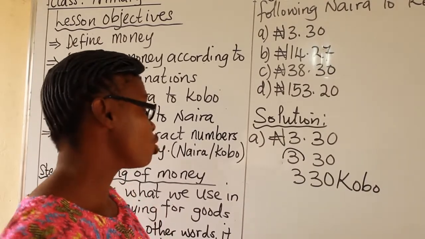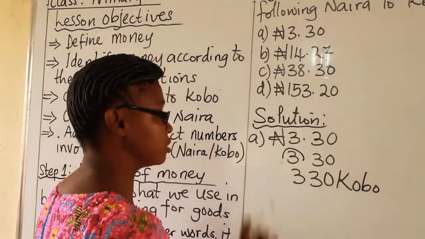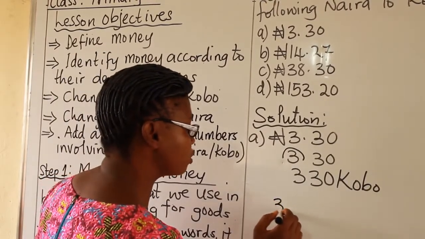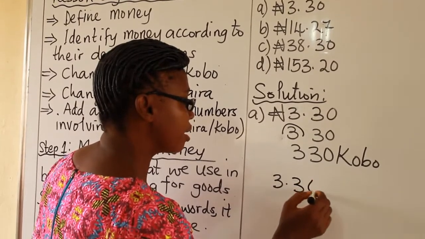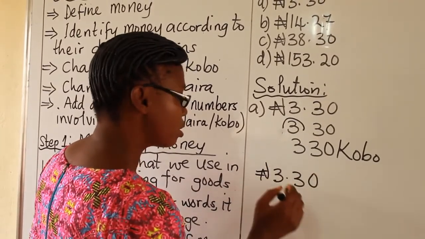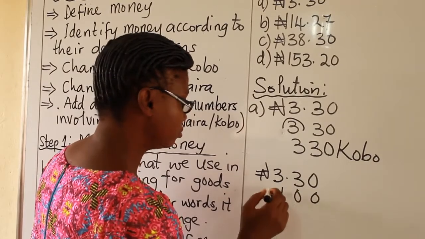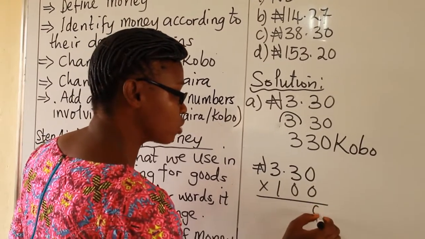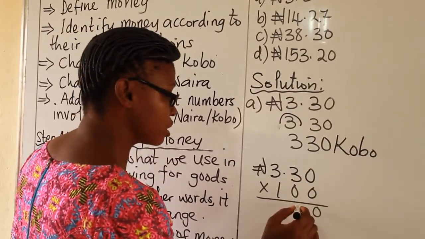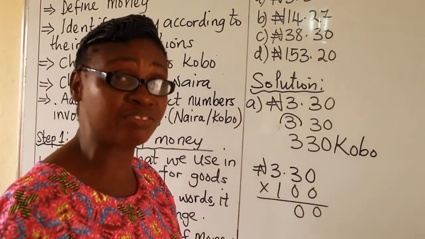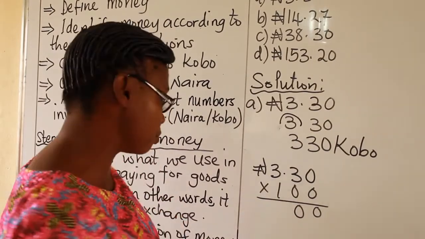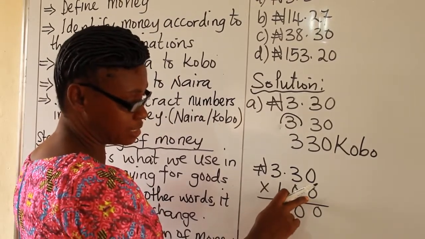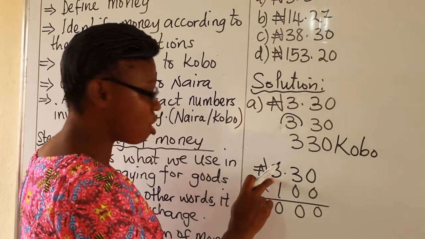330 kobo. You have removed the dot or the point. And another way is that you will multiply 3 naira 30 kobo by 100. You multiply it by 100. 0 times 0 will give us what? 0. 0 times 3 will give us what? 0. Don't forget that anything multiplied by 0 is what? 0. 0 times 3 will give us 0. You have been able to use this particular 0 to multiply the 3 digits up.